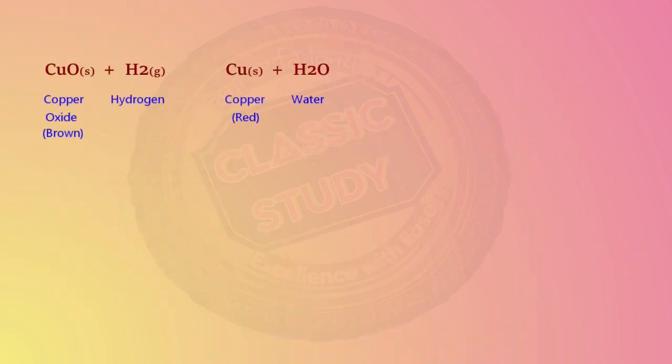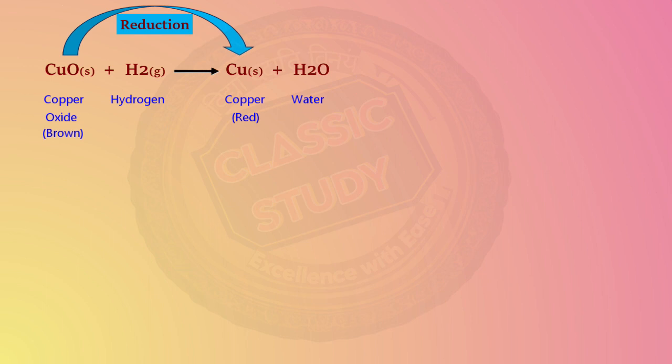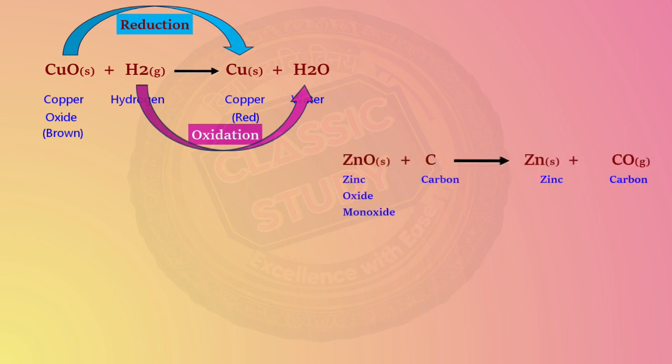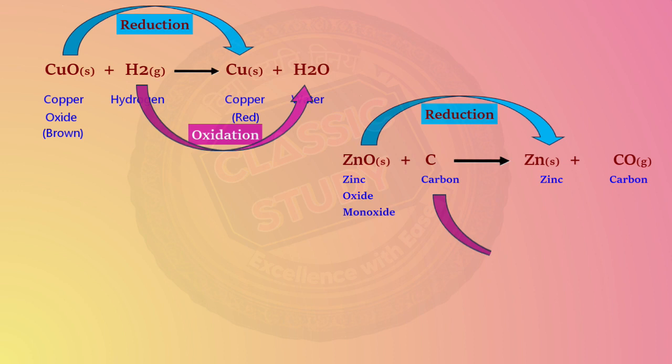So CuO plus H2 gives Cu plus H2O. Here copper oxide has been reduced to copper, so there is reduction, and hydrogen has been oxidized to form water. That is why oxidation has taken place. A similar reaction, ZnO, zinc oxide, plus carbon gives zinc plus carbon monoxide. Since zinc has lost its oxygen, it is said to have undergone reduction, and since carbon has gained an oxygen, it is said to have undergone oxidation.